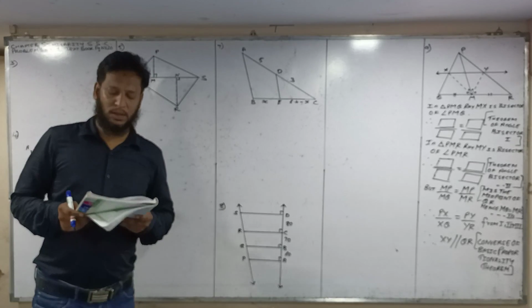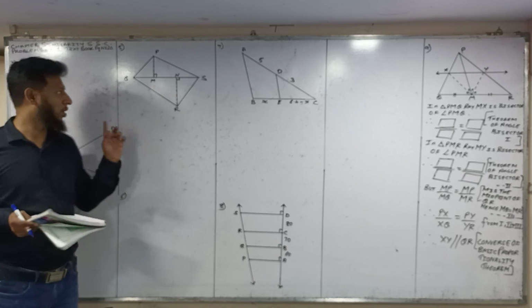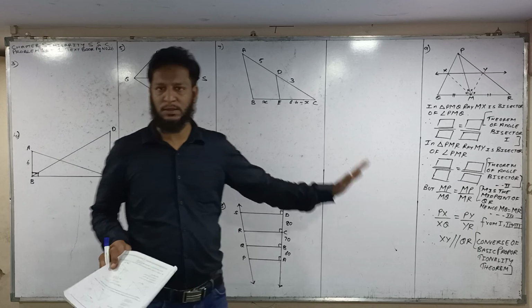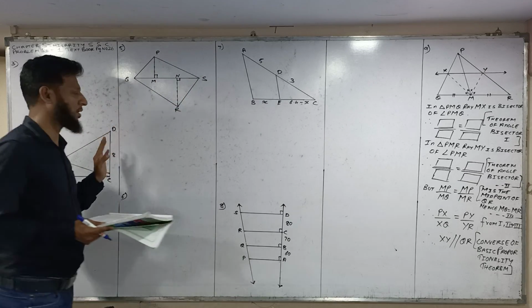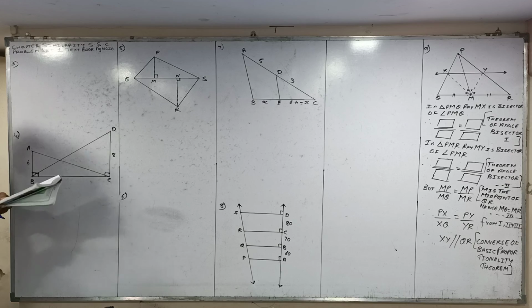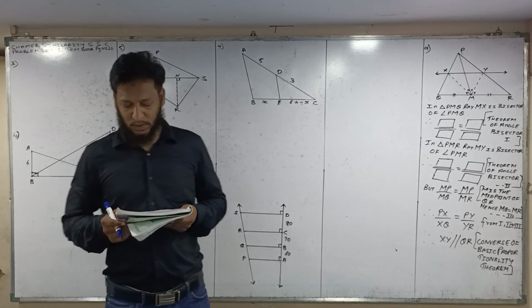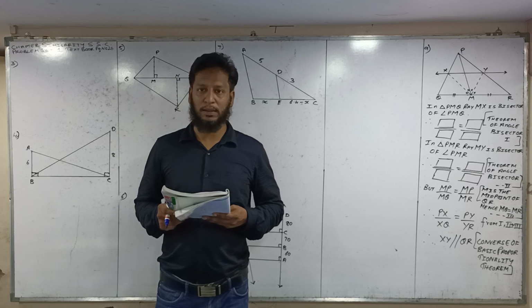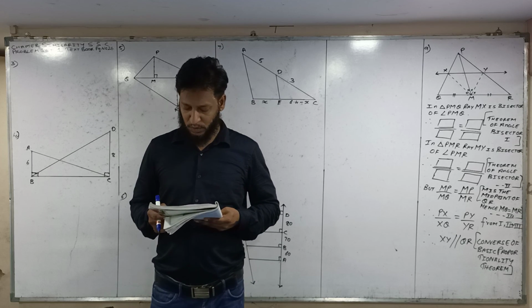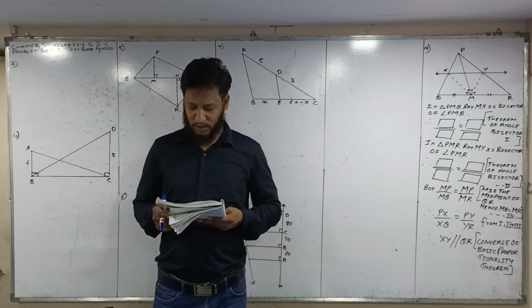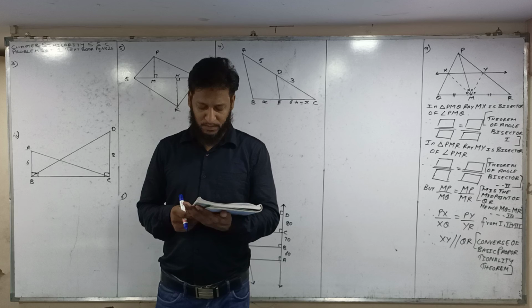Now question number 3. The diagrams I have drawn before are the ones given in your textbook. Question number 3: the ratio of areas of two triangles with equal height is 2:3. If the base of the smaller triangle is 6, then what is the corresponding base of the bigger triangle?